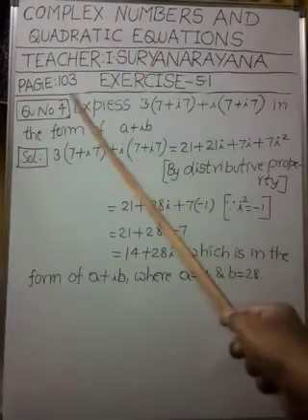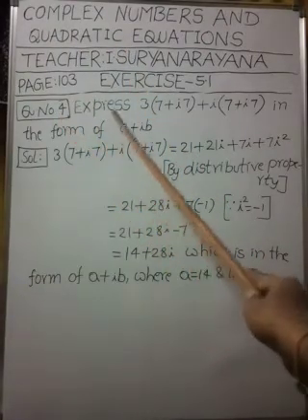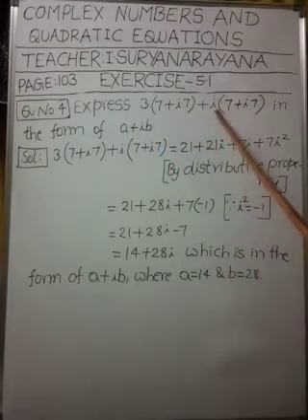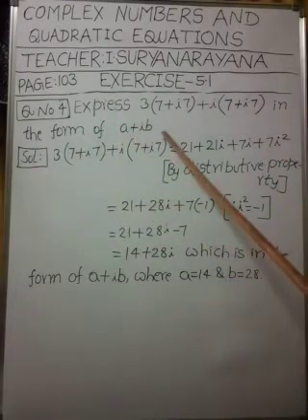Right. Now come to question number 4. Question number 4. Express 3 into (7 plus i7) plus i into (7 plus i7) in the form of a plus ib.